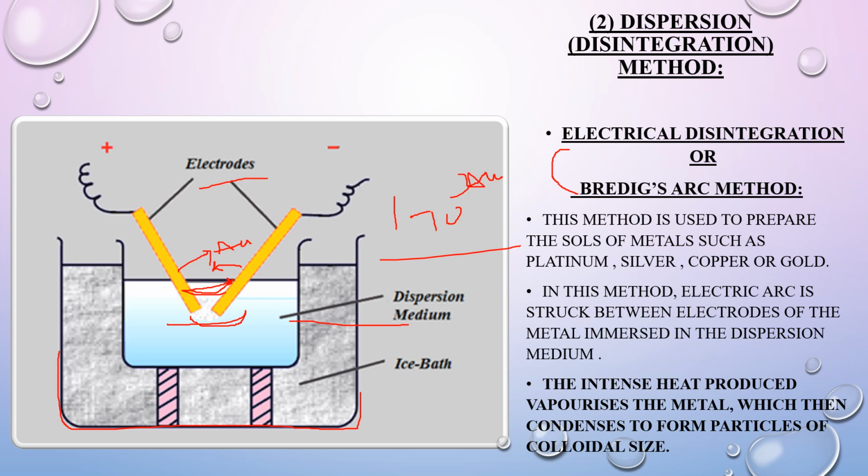So to avoid this problem, we add an electrolyte to the dispersion medium. And what will happen is that the ions of that electrolyte will adsorb on the surface of the metal. As we are talking about metal, this method is used for making sols of metal. So the electrolyte which we add to the dispersion medium, the negative charge of that electrolyte will adsorb on the surface of the metal.